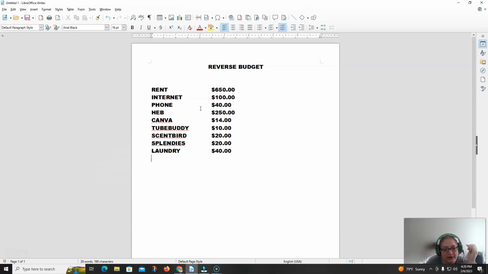Okay, so rent, internet, phone, H-E-B, Canva, TubeBuddy. Medicines. My meds run about $60 every couple of months, but in case I need something over the counter or get sick during the month, I always have that. So we've got quite a few bills, and it seems like it's a lot, but not really.